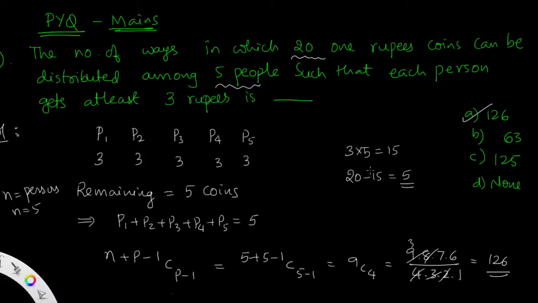Totally we have distributed 15 rupees. After these 15 rupees, the remaining coins are 5 coins. So the distribution can be applied by P1 plus P2 plus P3 plus P4 plus P5 equal to 5. The remaining money can be distributed using the formula n plus p minus 1 C p minus 1, where the number of persons is 5 and the remaining 5 rupees are substituted, then you get the answer as 126.